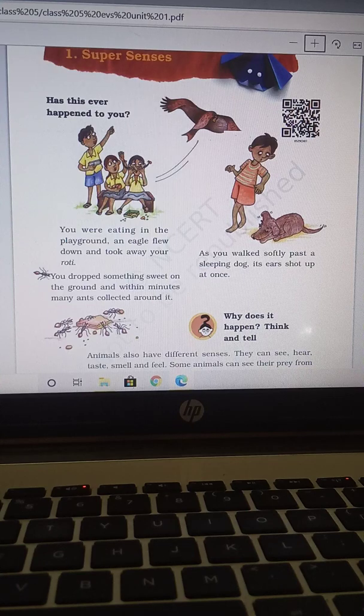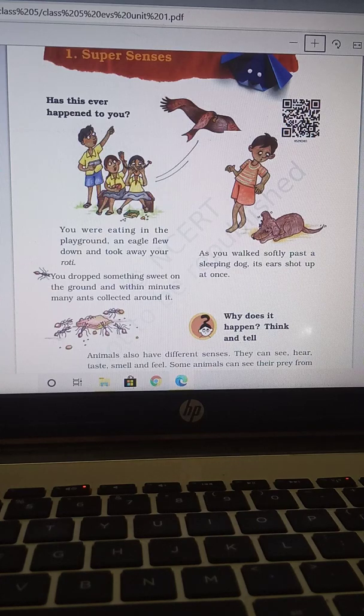Okay, now moving on with our course here. We will start with our lesson number 1. As you can see, it will be super senses. Now, what is sense? What do you understand by the word sense? I'm sure you all know what is sense, but I'd like to explain again. Sense is something with the help of which you can smell, feel, hear, taste, and see. Okay, we all have sense.